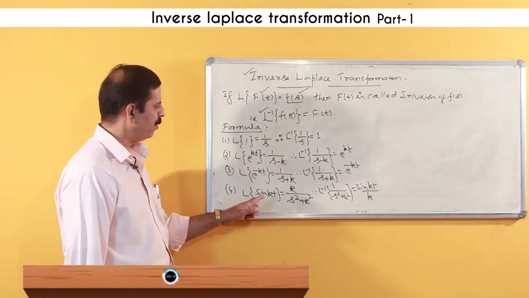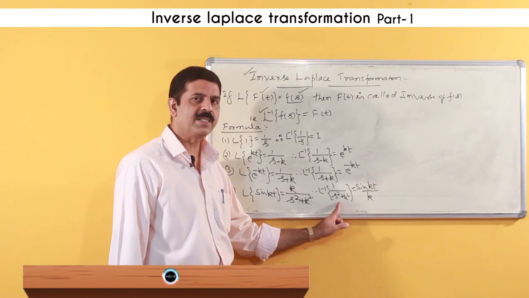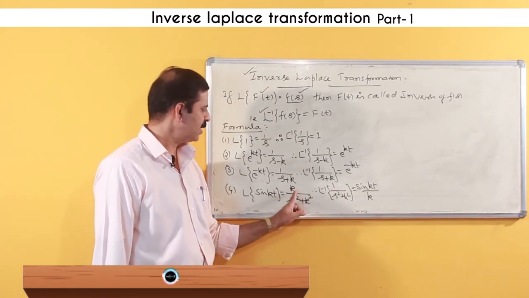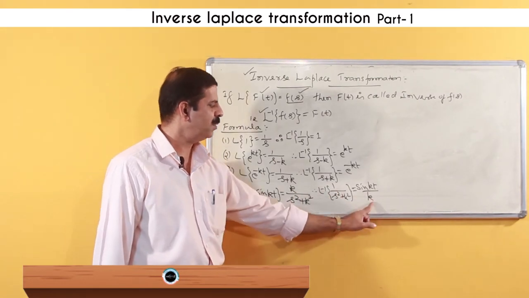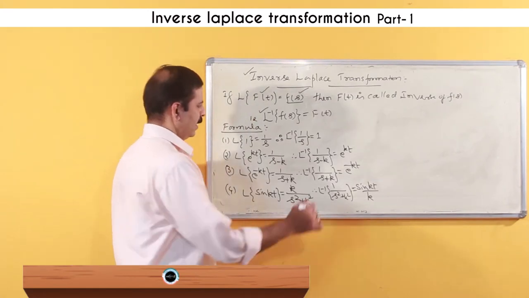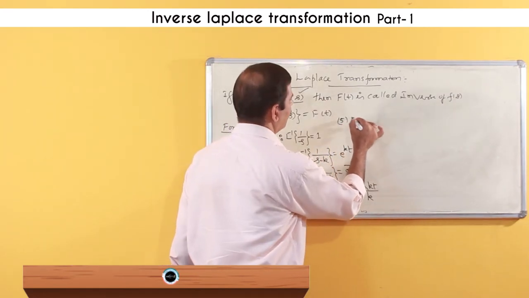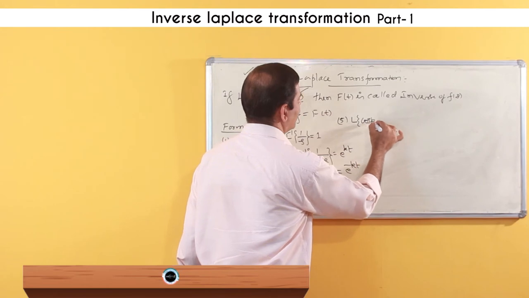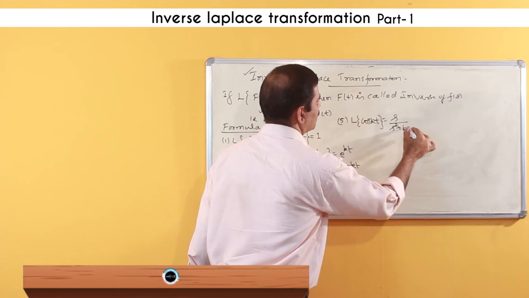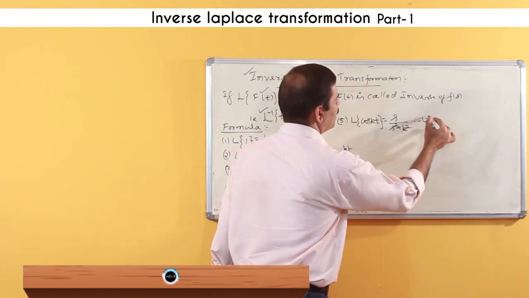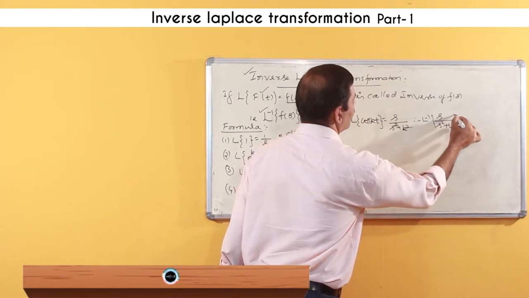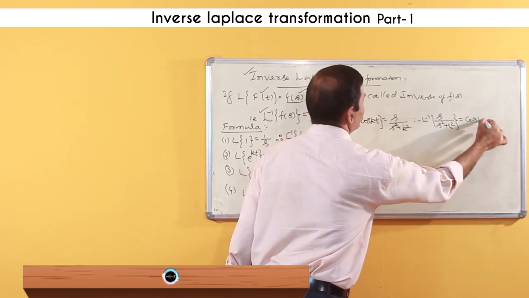One thing you have to keep in mind while writing the Laplace inverse for the sine function: k is a constant here, so you have to divide by that extra term. It is sin kt divided by k. Similarly, Laplace of cos kt is equal to s divided by s square plus k square. Therefore, Laplace inverse of s by s square plus k square is equal to cos kt.